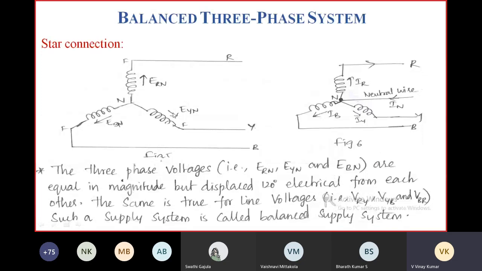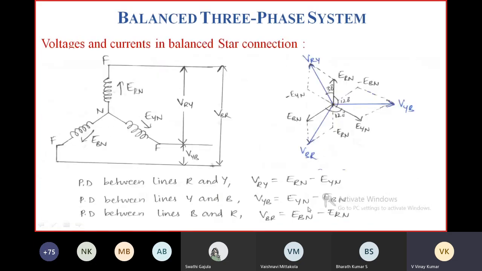So ERN, EYN, EBN are phase voltages. Physically, these three windings are separated by an angle of 120 degrees from each other. Obviously, there will be 120 degrees electrical difference between all phase voltages. The three phase voltages ERN, EYN, EBN are equal in magnitude but displaced by 120 degrees from each other. The same is true for line voltage. Already we have discussed, right? What is line voltage and what is phase voltage?